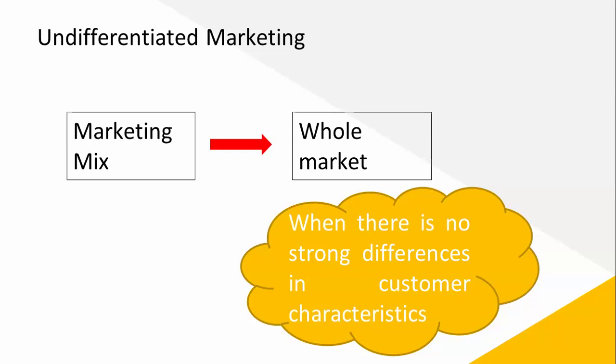So do we have to specifically create a marketing mix strategy for several customer groups, one for adults, one for high income, one for low income? Do we have to create different marketing strategies? No, right? So this is a time we can use undifferentiated marketing. We are using the same marketing mix for the whole market, right? There are no strong differences in the customer characteristics for these types of products. Clear? Is it clear now?